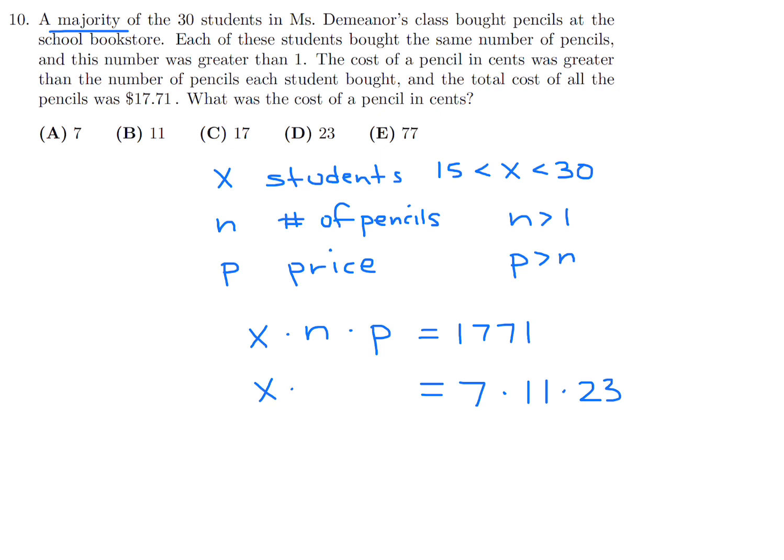And that's really nice because we got 3 prime factors and we got 3 numbers. So I'm assuming that these match. One is x, one is n, one is p. Well, x is between 15 and 30, so obviously x must be 23. Now p is greater than n, so p obviously must be the 11 and n must be the 7. So it's a cool little question. And therefore, what do they want? The cost of the pencil. So they were asking for p, and p is 11 in cents. So number 10, the answer is B.